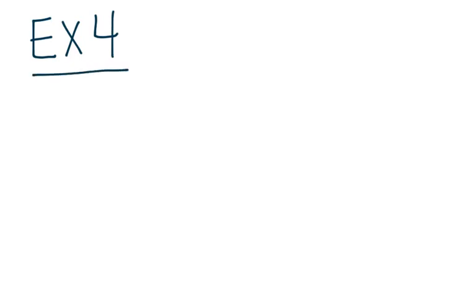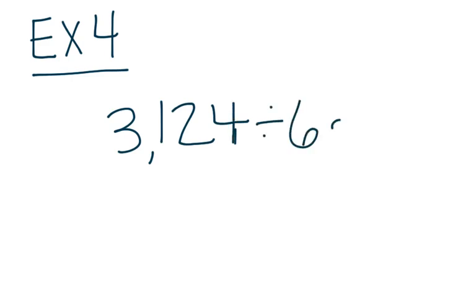So example number 4, we're going to use 3,124, and we want to divide that by 6. We want to find about how much the quotient is. So thinking of multiples of 6, change the ones and tens places to 0. Look at 31, the first 2 digits of the dividend. 31, I could go down to 30. I could go up to 36. 30 and 36 are both multiples of 6.